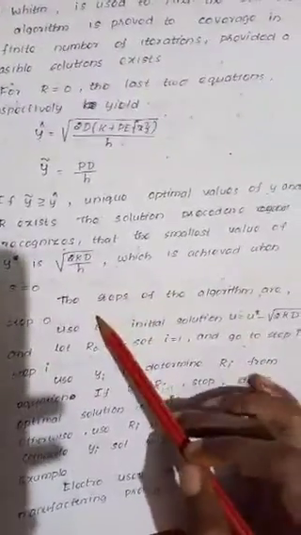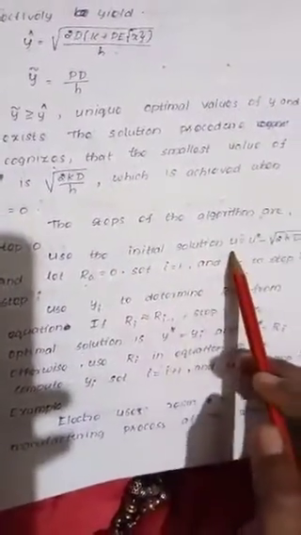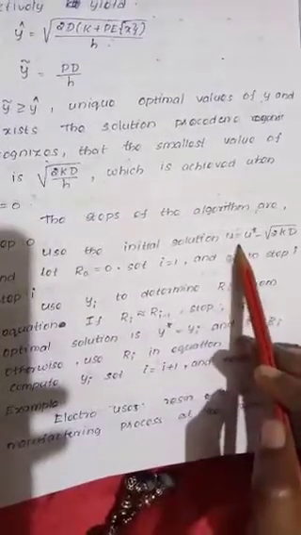The steps of the algorithm are next. Algorithm step 0: use the initial solution u is equal to u star minus root of 2KD, and let r naught be equal to 0, set I equal to 1 and go to step I. First we use the initial solution u is equal to u star minus root of 2KD, and let r naught value be 0, and set I equal to 1.